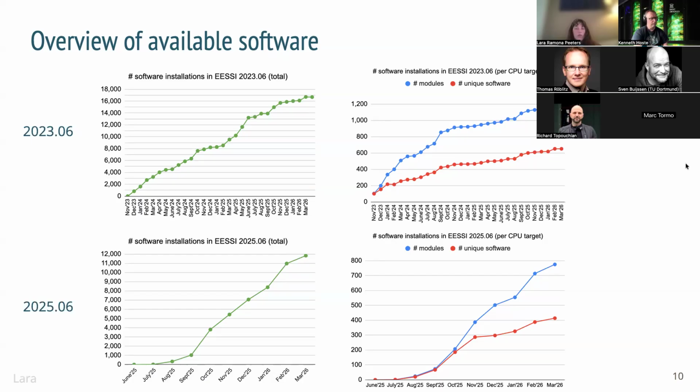So in 2023.06, we now have around 1,200 modules, and that's more than 600 unique software packages. And then in 2025.06, we are now over 400 unique software packages. So we still have some catching up to do, but we're working on it, and it's a work in progress.